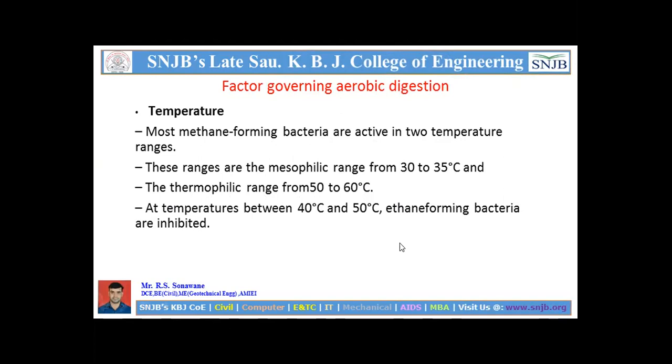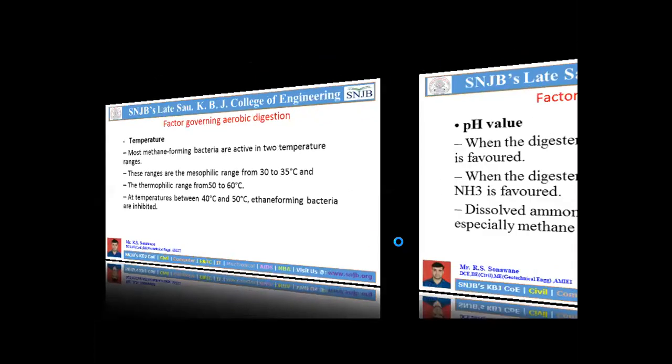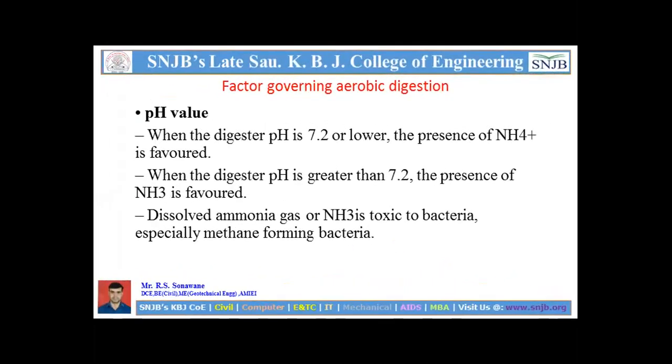But above 40 to 50 degrees Celsius, methane forming bacteria are inhibited. At 30 to 35 degrees, they can be active, which is called the mesophilic range. So this is the first factor governing anaerobic digestion, that is the temperature. And then second is the pH value.